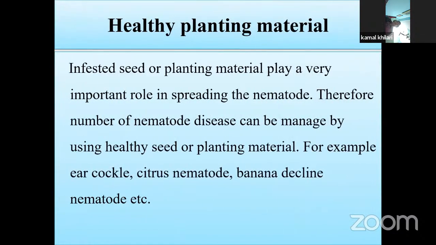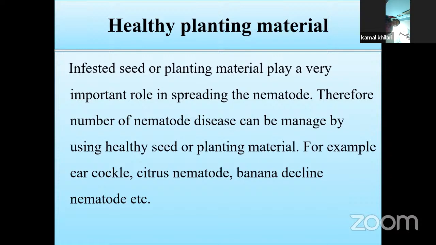And then healthy planting material. Yes, this healthy planting material is very important. Suppose your field is completely free from nematode, and you are going to transplant tomato in your field, but you are getting this tomato seedling from an area that is infested with nematodes. Naturally your seedling will be infested, and then you will transplant this infested seedling in the non-infected area. So naturally your area will be infested. So mainly the nematode population is dispersed from one area to another area with the help of seedlings.